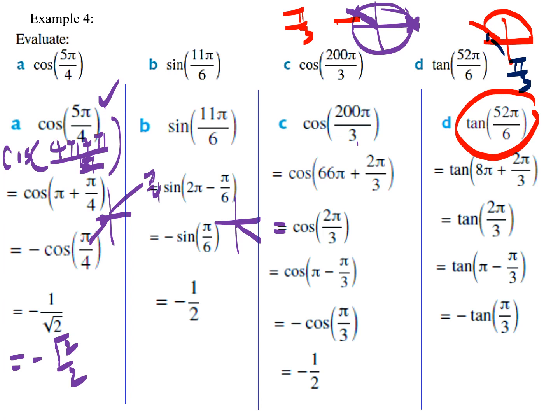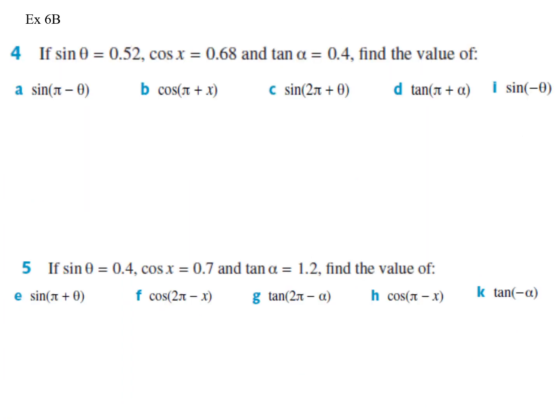Or if you go slowly, tangent of 8 pi plus 2 pi on 3 is basically just tangent 2 pi on 3, which can be written as negative tangent pi on 3. And of course, what's tangent pi on 3? Tangent pi on 3 is root 3, so it's negative root 3 here. So negative root 3. All right. So let's go to the next.